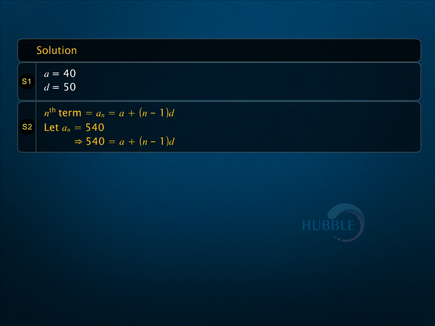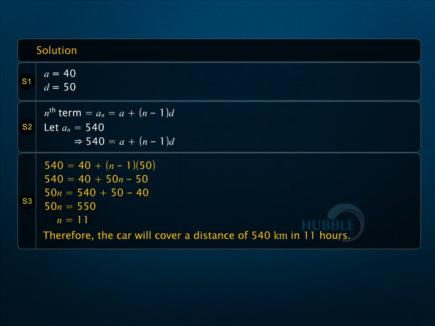Hence, determining the value of n will tell us the number of hours the car takes to cover a distance of 540 kilometers. We apply the formula for finding the nth term of AP. Then we substitute the values of a and d in the formula and find the value of n, which is the number of hours the car will cover a distance of 540 kilometers.